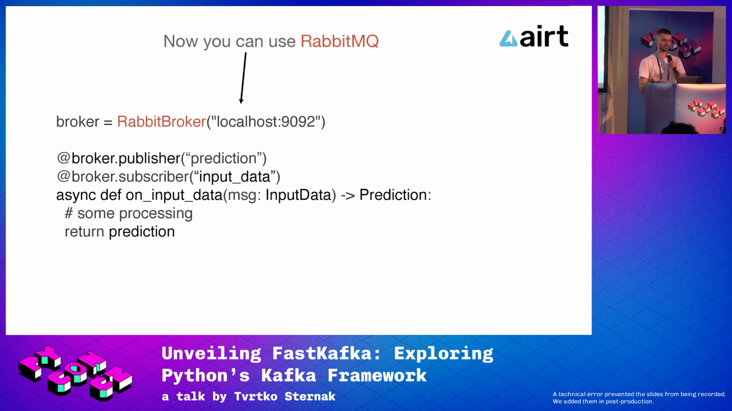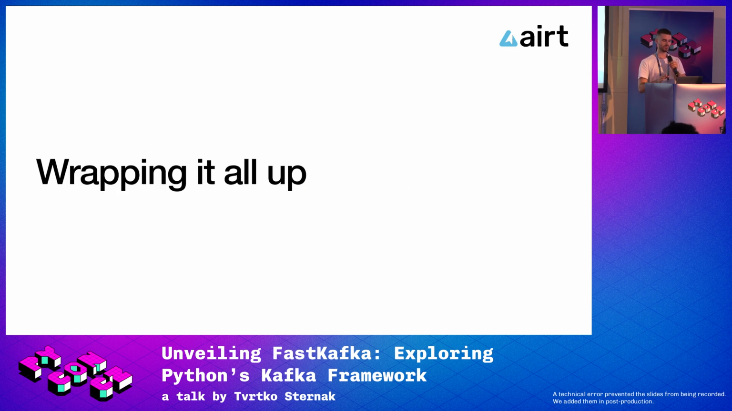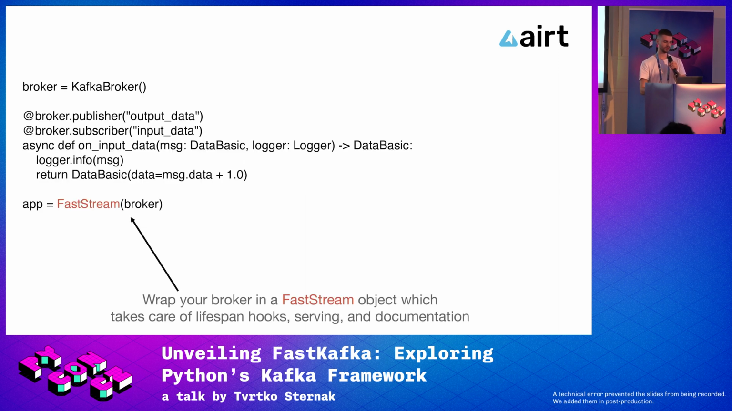So you've probably noticed that you have to wrap your broker into a FastStream object. So why is this important? So to use our documentation generation and to use the lifespan hooks. So if you want to do something before you connect to the broker, after when you're cleaning up, you have to wrap it in a FastStream. It has lifespan hooks and it takes care of serving and the documentation generation for you.